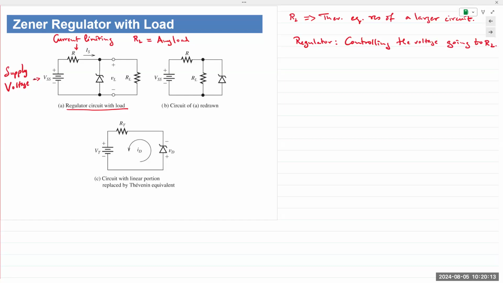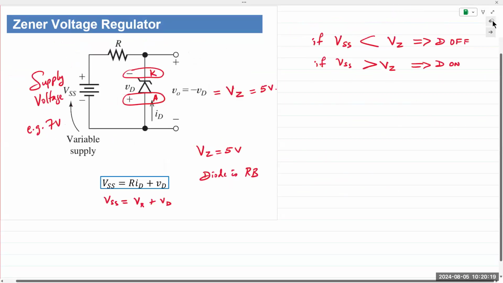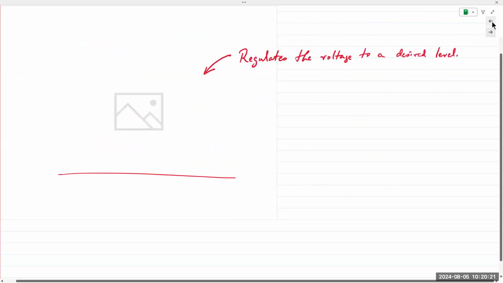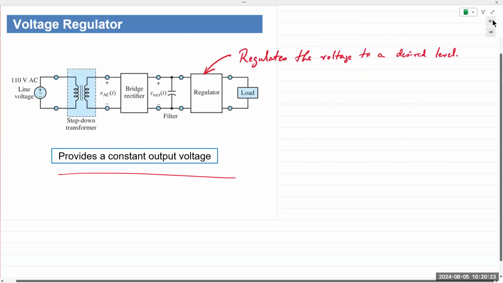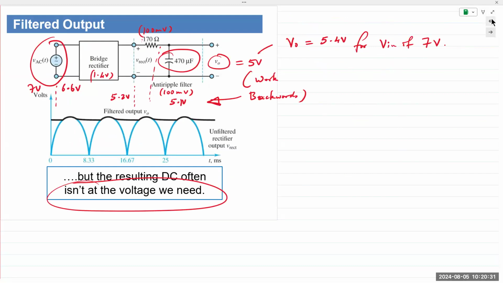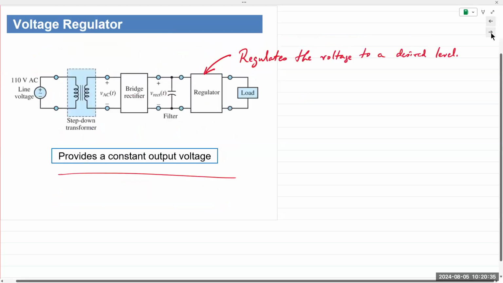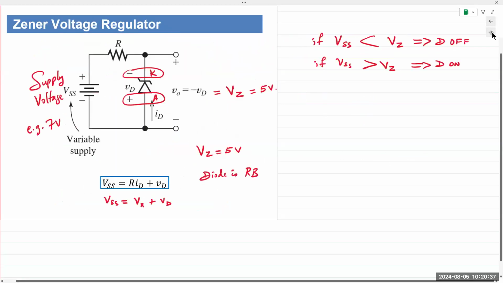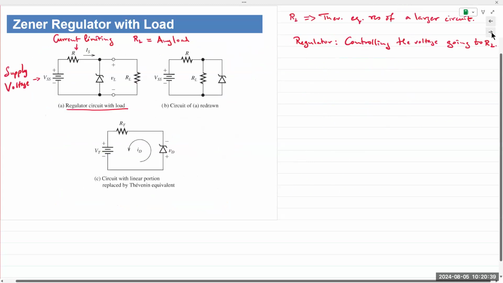And this is how you obtain a constant flat line. Remember, in the previous slides, I pointed out before we started Zener diodes that the output of a power supply is not often the voltage that we need, right? We apply a slightly higher voltage and then we regulate it down to our requirements. So Zener diodes are used to do that.